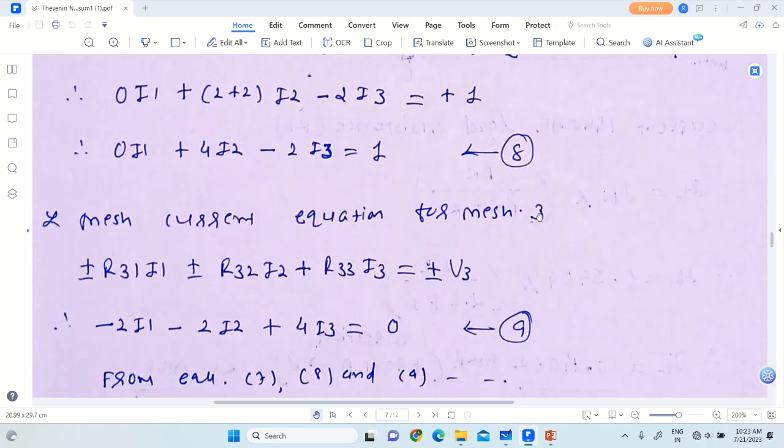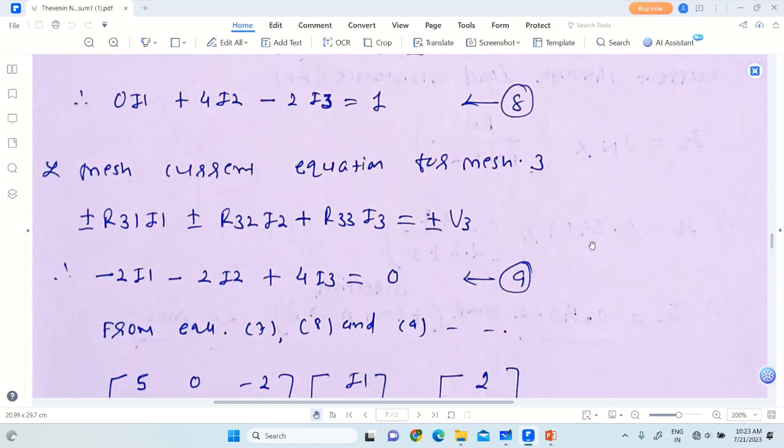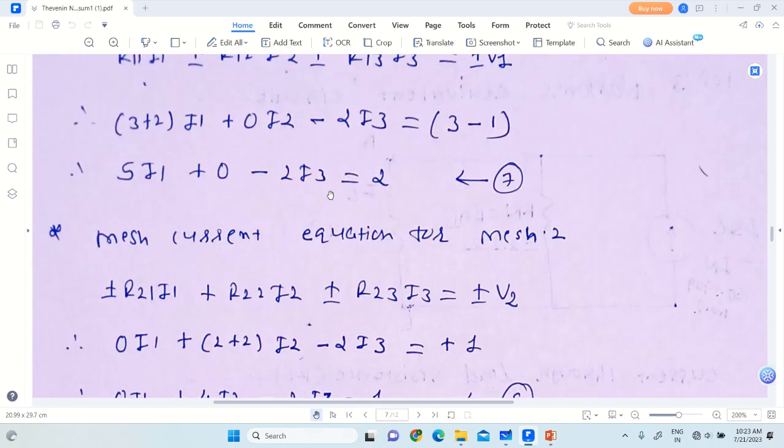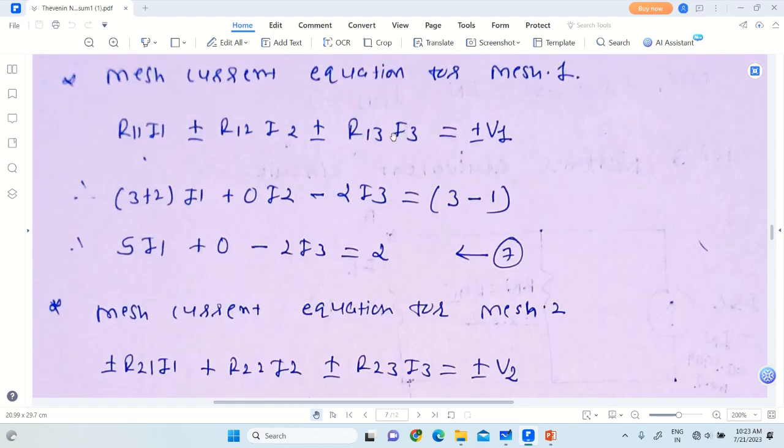Now write the mesh current equation for mesh number 3. The generalized equation is plus or minus R31 I1 plus or minus R32 I2 plus R33 I3. It is a main diagonal entry, so it is always plus. It is equal to plus or minus V3. Now R31 and R13 both are same, so R13 I3 is minus 2, right?